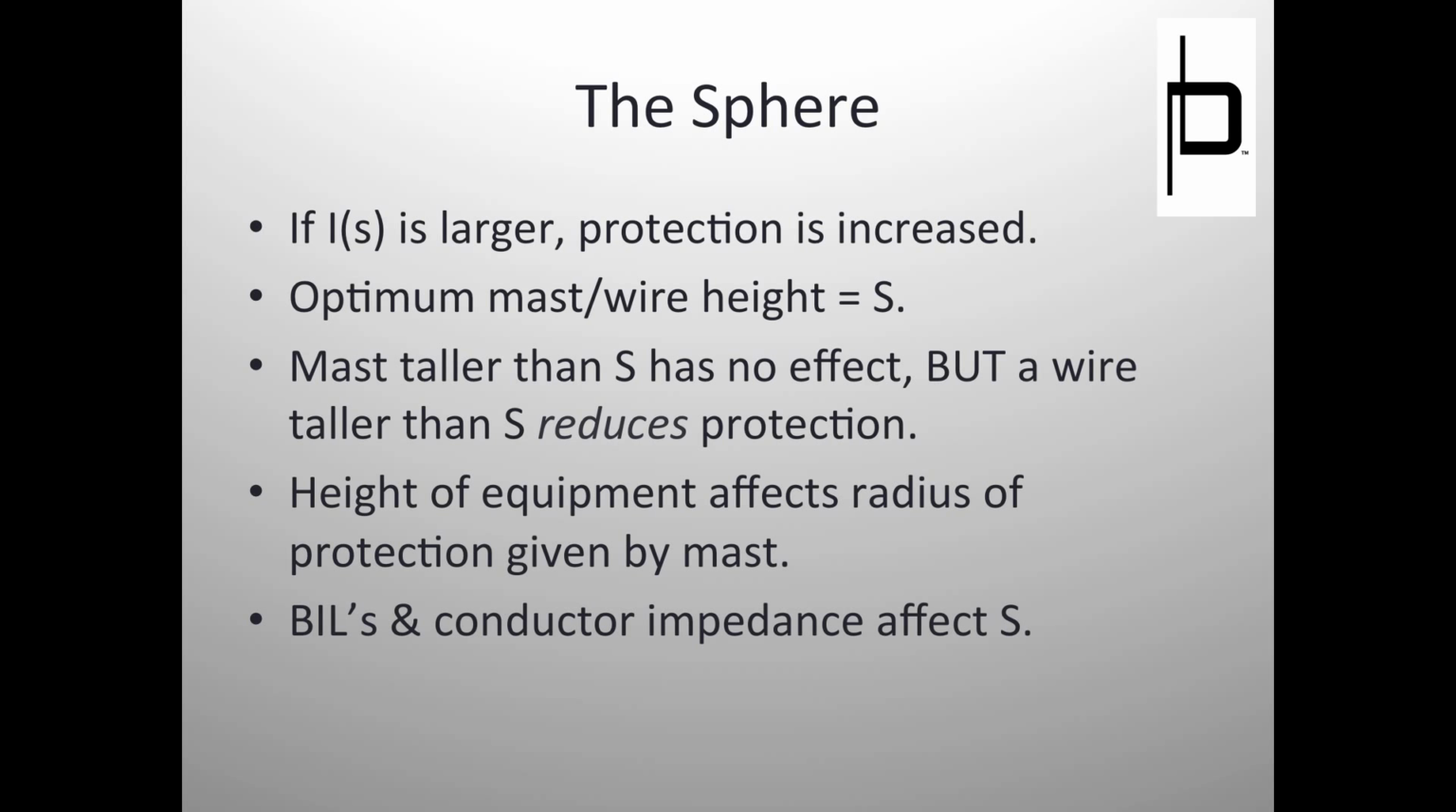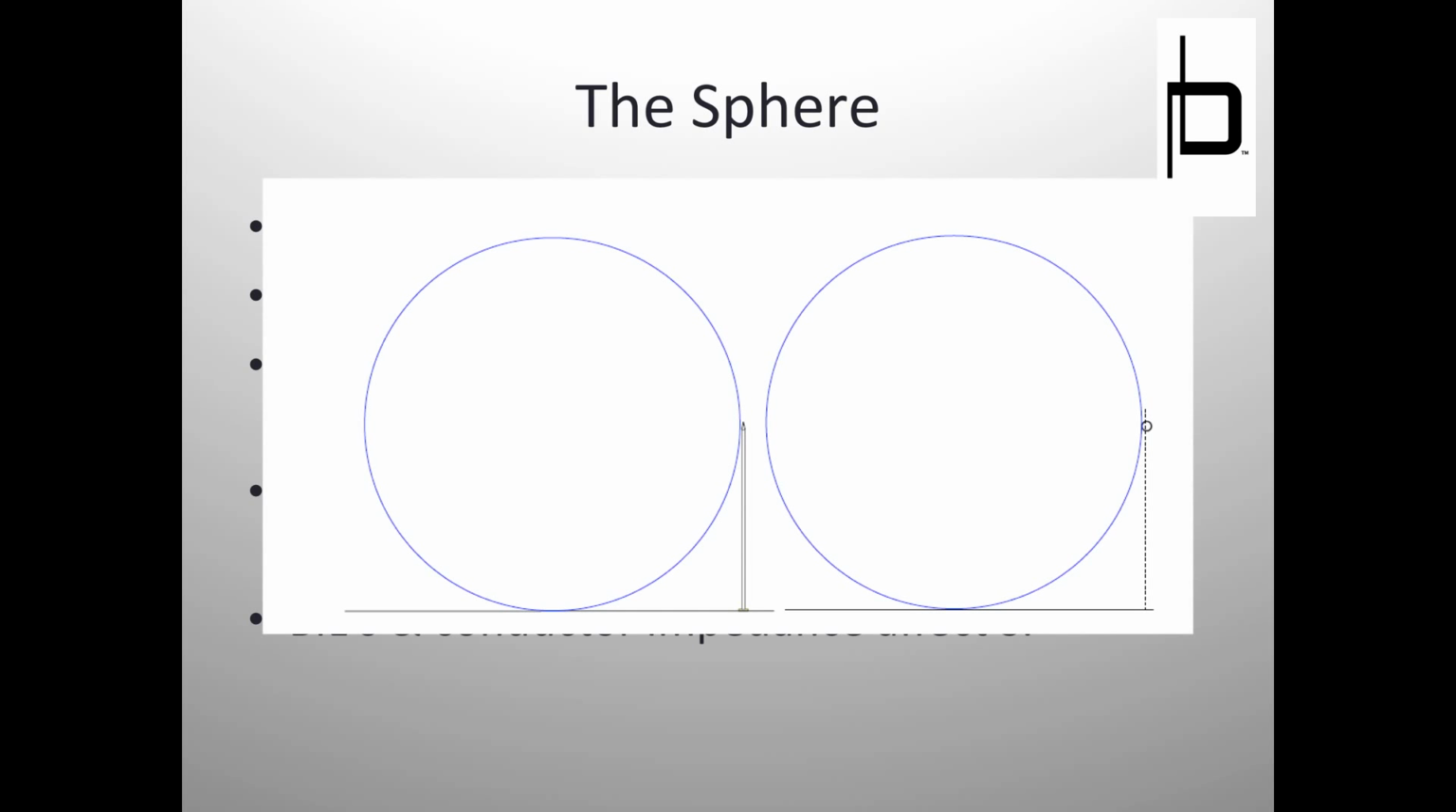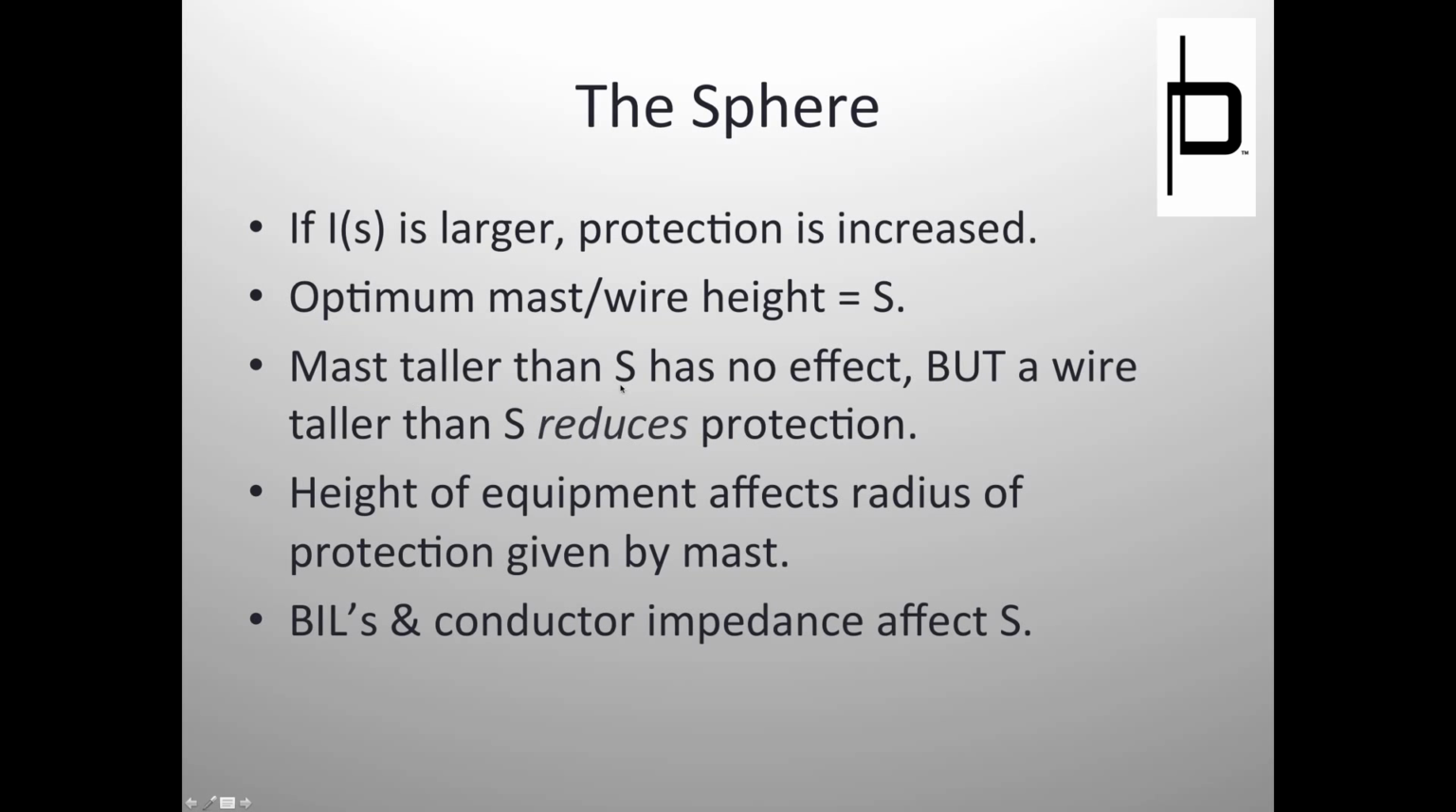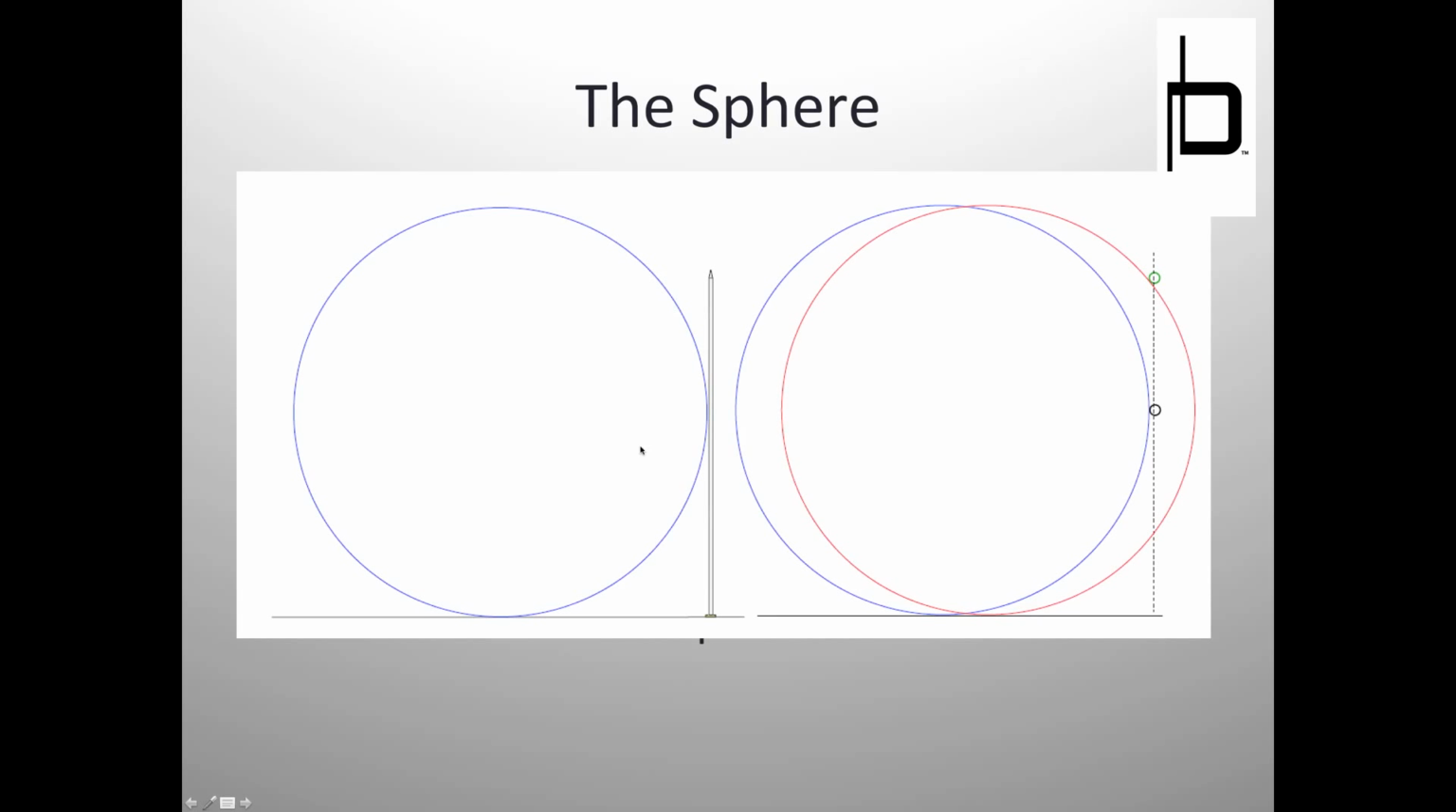The optimum mast and wire height is S, S being the radius of the sphere. So if I'm choosing a mast or wire height, I want to choose one that is equal to the radius of the sphere, because that'll stop the sphere with the most amount of area under the curve. Now, a mast that's taller than S has no effect, but a wire that's taller than S can actually reduce protection. Now, let me show you why.